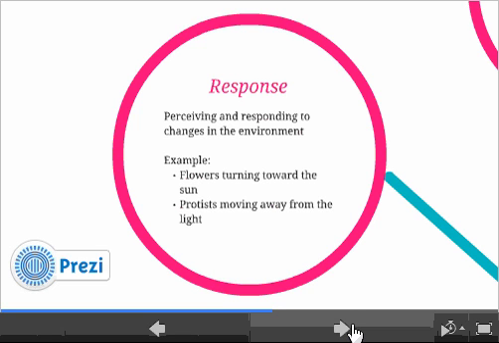Response. Response is perceiving and responding to changes in the environment. Examples would be, if you've ever touched a hot stove, what did you do? You pulled your hand off. You responded to the hotness of the stove, to your environment. Other examples would be flowers turning towards the sun, small protists moving away from the sunlight. They like to be in dark areas, so they're responding to the environment around them.